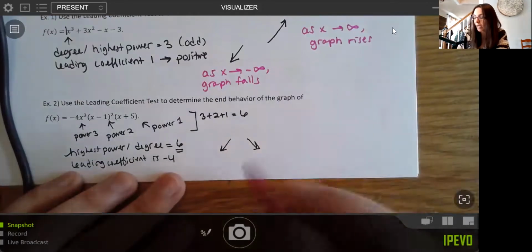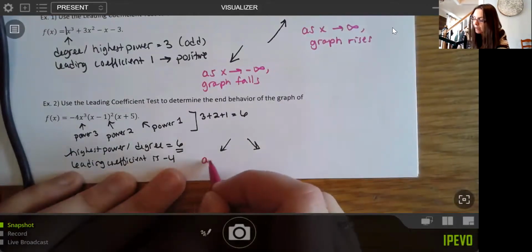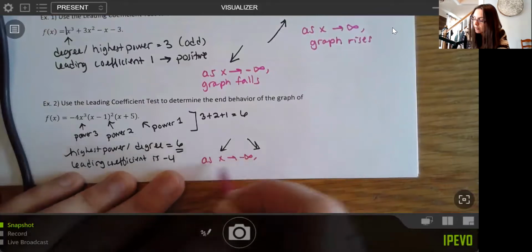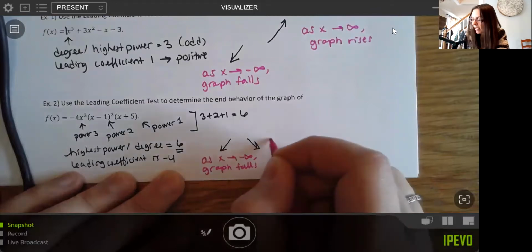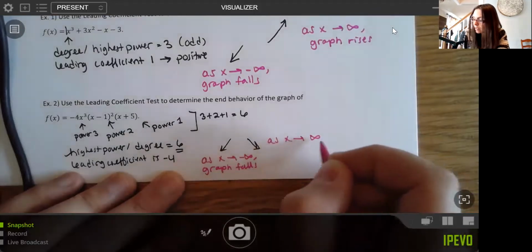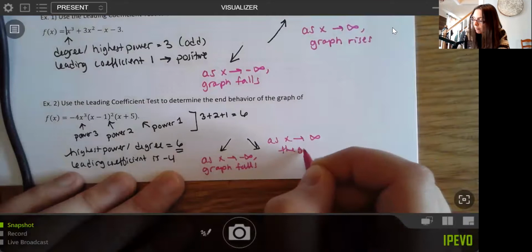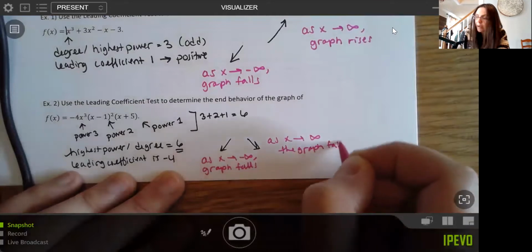So we can say it a couple ways. We could say as x goes to negative infinity, the graph falls. And we can say as x goes to positive infinity, again, the graph falls. In this case, it goes down.